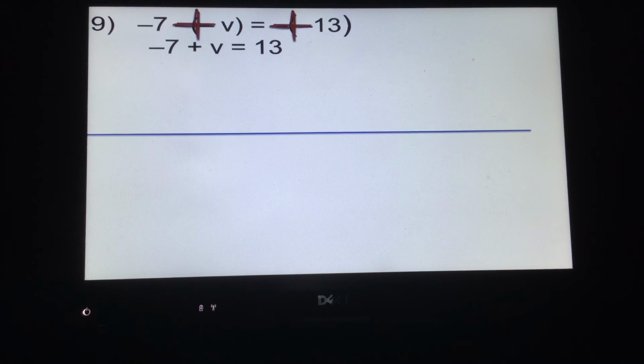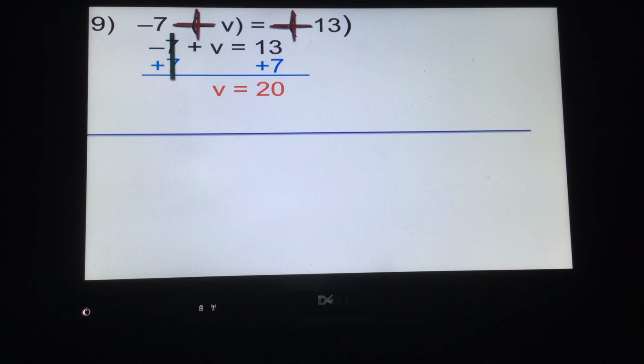Okay, so now looking at the v, it looks like an addition problem, but really it's a subtraction problem because what's in front of the 7? What's in front of the 7 is a negative. How do you get rid of a negative 7? You have to add 7. So we're going to add 7 to both sides. You can see that the negative 7 and the positive 7 cancel each other out. 13 and 7 put together get you 20. V equals 20. So let's go ahead and check our answer.